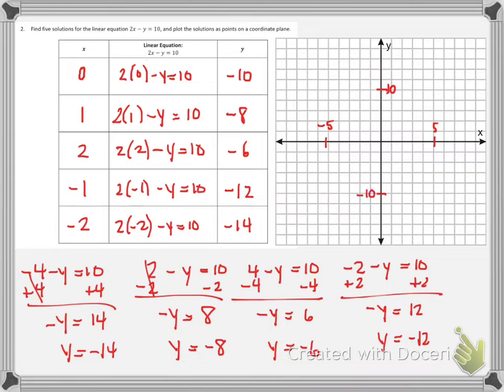0, negative 10. 0 left or right, but go down 10 would be that point. 1 to the right and 8 down would be here. 2 to the right and 6 down is here. 1 left and 12 down would be here. And 2 left, 14 down would be there. And there's our line. Let's see if we can draw a better color here. So my line would be right here. There we go. So there's our line, linear equation from the standard form.